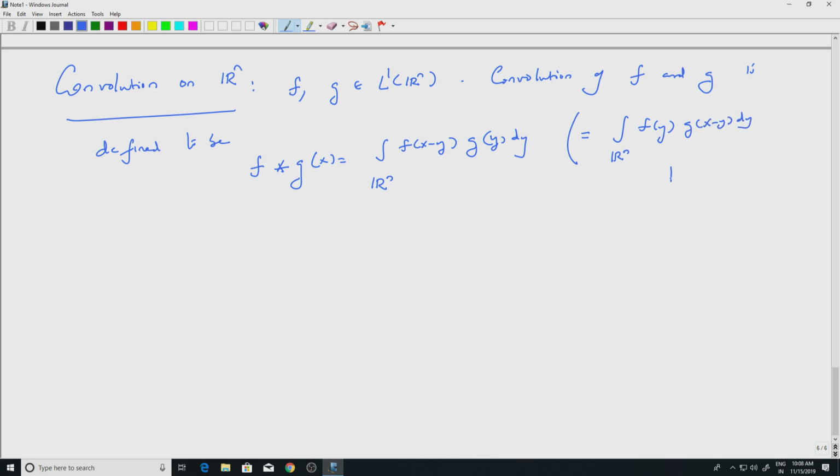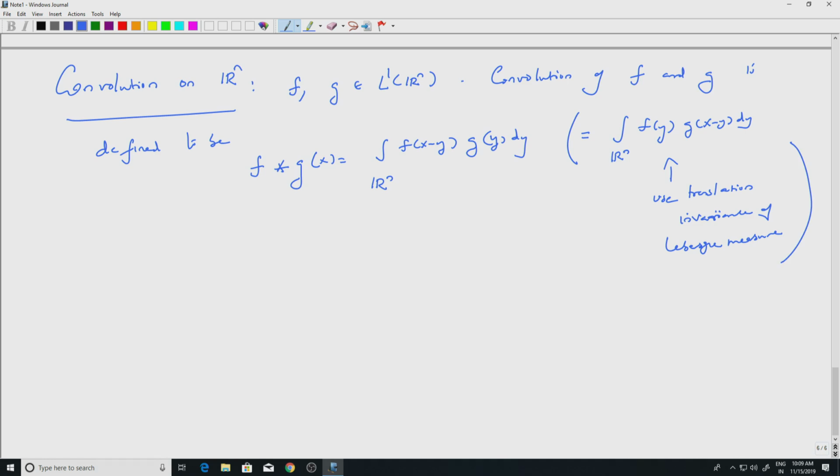Of course this is also equal to the integral over Rn of f of y g of x minus y dy. That follows from the translation invariance of Lebesgue measure. Okay, so that's the usual change of variable you do in Riemann integration. You put x minus y equal to t, then dx dy equals dt, etc. That kind of change of variable is essentially translation invariance of Lebesgue measure.